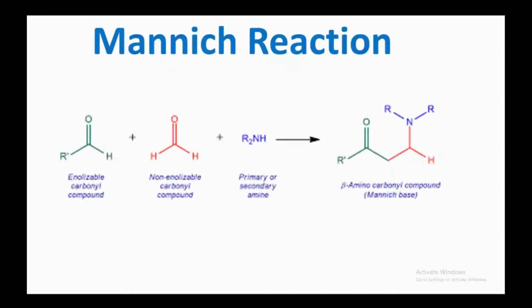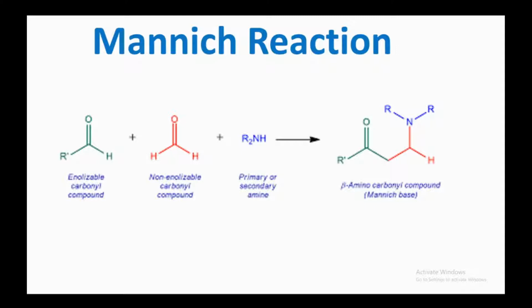Again, I'm introducing the Mannich reaction in a slightly different manner. What you need is an enolizable carbonyl compound. Enolizable carbonyl compound means a carbonyl which contains alpha hydrogens that can be deprotonated to generate an enolate, and that's why we are calling it an enolizable carbonyl compound. Next, you would need a non-enolizable carbonyl compound, and that is formaldehyde. And the third thing that you would need for the Mannich reaction is a primary or secondary amine.